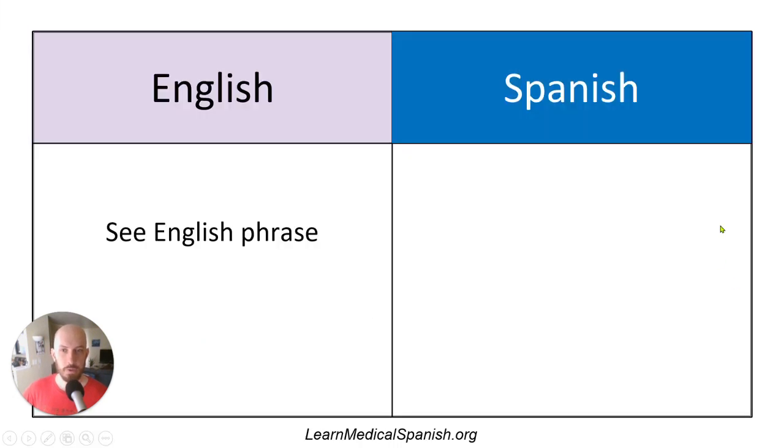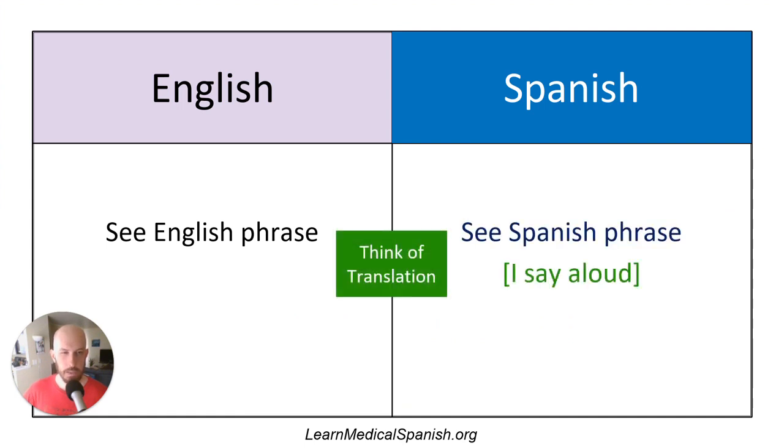So as usual, I'll say the phrases in English first, and then I'll pause and let you think about the translation, and I'll say it in Spanish a couple times. And each time I say it in Spanish, I'll pause so you can say it out loud, so you can get that practice. Because that's probably the best way to practice, is to say the stuff out loud.